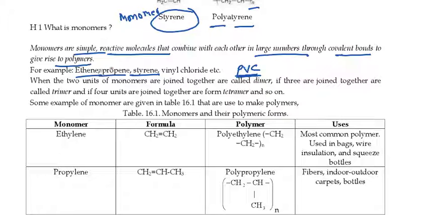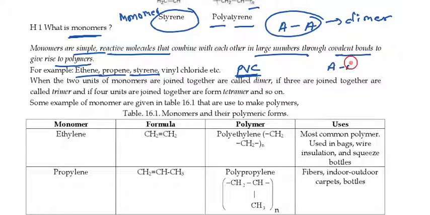On the basis of the number of monomer units attached, we can use different terms. For example, if only two monomers are attached, it is called a dimer. If three are attached, it is called a trimer. If four are attached, it is called a tetramer. Like this, pentamer, hexamer, and afterwards most commonly we use the term poly.